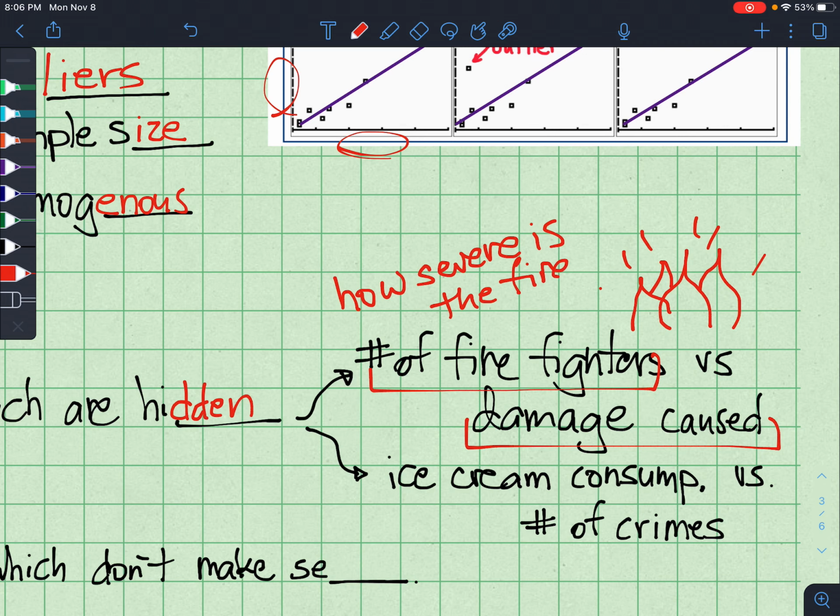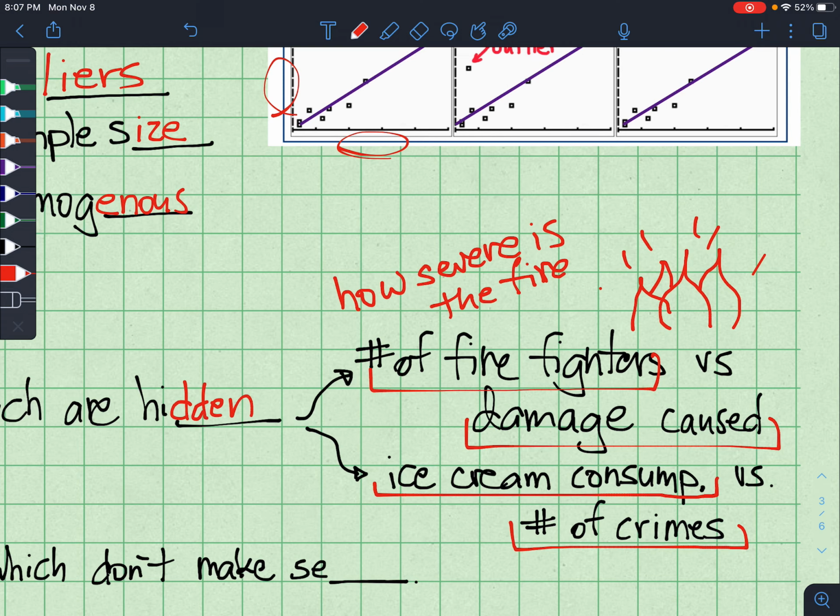If it's a large fire, obviously that's why we call a lot of firefighters. So we've got to be careful about other variables that are hiding. Here's a really weird one: ice cream consumption and the number of crimes that are committed. So as we consume more ice cream, then there are more crimes being committed out in the world.